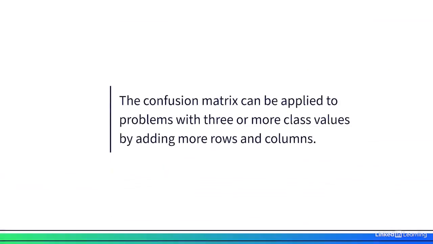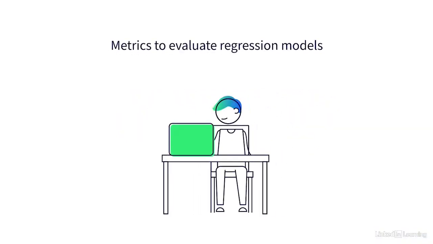While our example only shows 2 class values, true or false, a confusion matrix can easily be applied to problems with 3 or more class values by adding more rows and columns to the confusion matrix. Now that you understand the confusion matrix and how it's used to understand the accuracy of classification models, let's look at metrics used to evaluate regression models.